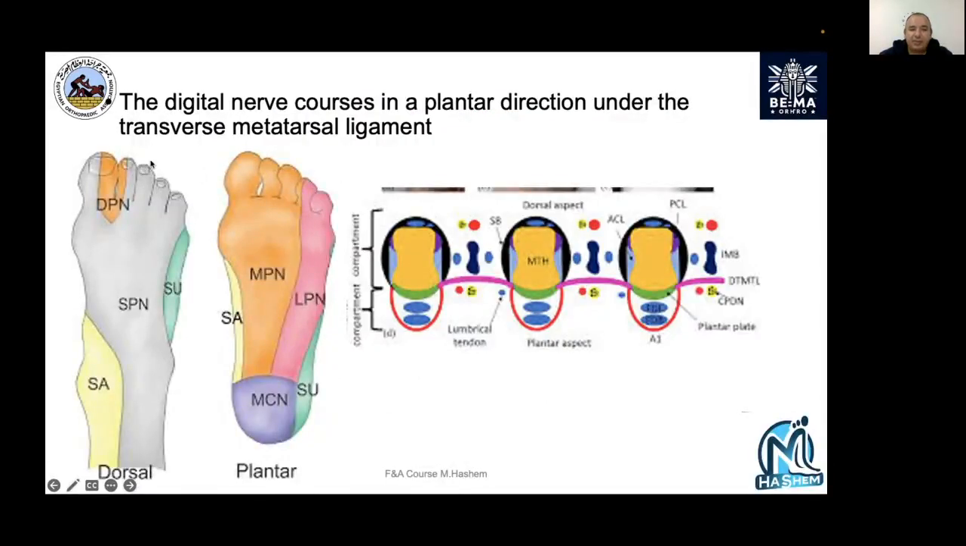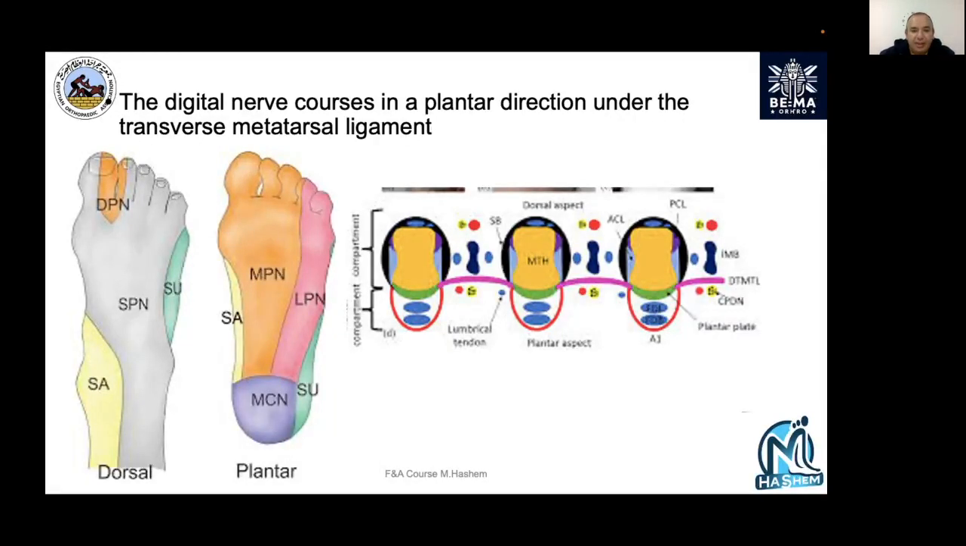Remember the nerve supply of the foot. The medial malleolus is supplied by the saphenous nerve, and the lateral malleolus is supplied by the sural nerve. All of the dorsum of the foot is supplied by the SPN, superficial peroneal nerve, except the first web space, which is deep peroneal. And remember, it is the reverse in the hand. In the hand, the first web space is supplied by the superficial radial nerve, and the others are supplied by the ulnar. Here it is the reverse: in the foot, the first web space is supplied by the deep peroneal.